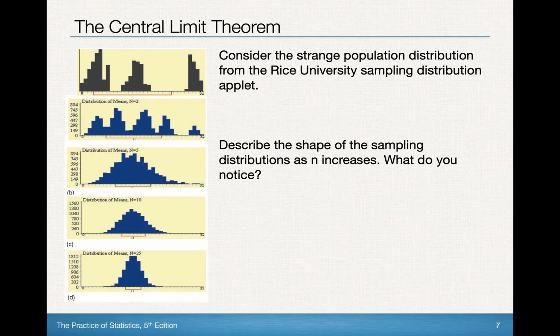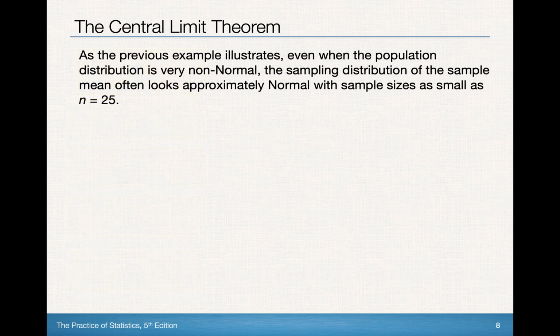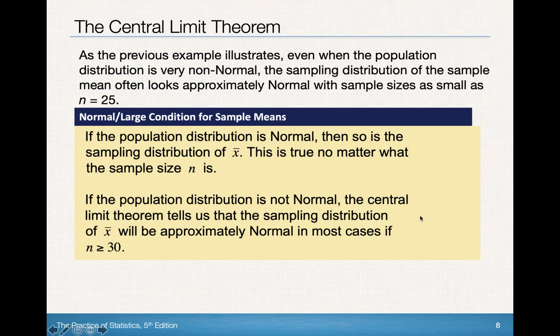And now here are samples of size 25. And as you can see, as my samples get larger, my sampling distribution gets closer and closer to normal. So how big is big enough to consider it approximately normal? Well, according to the central limit theorem, we say that the sample size has to be at least 30.